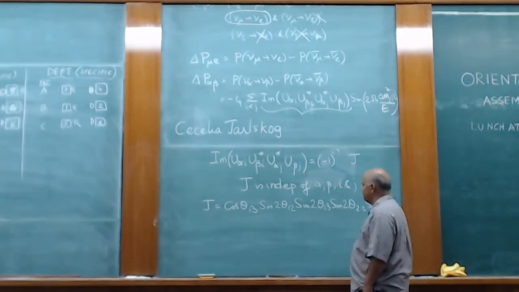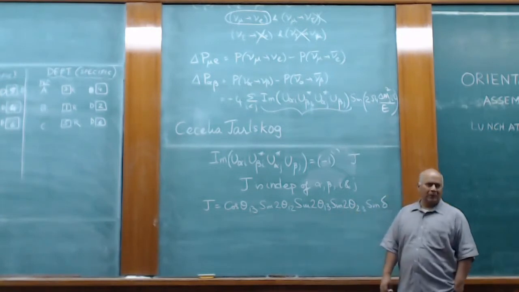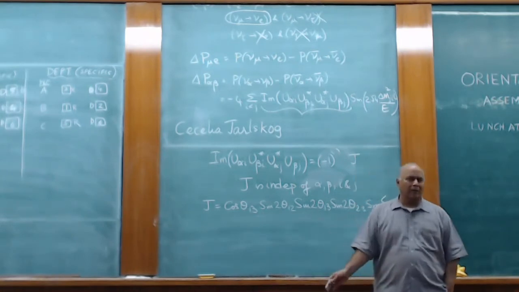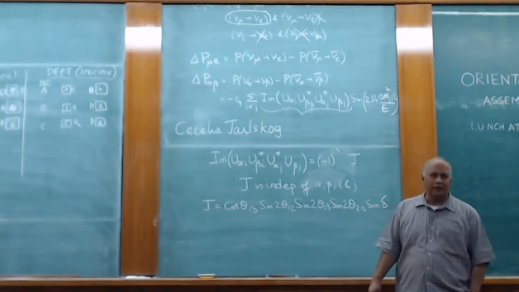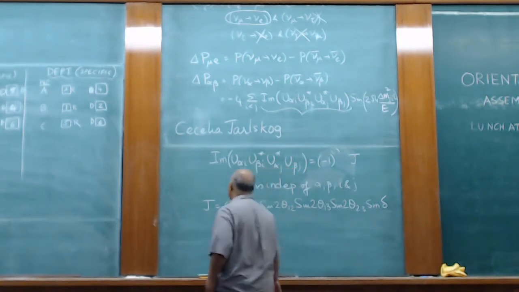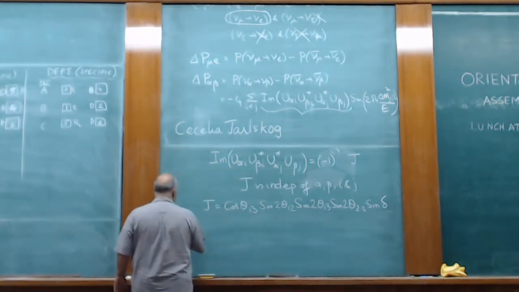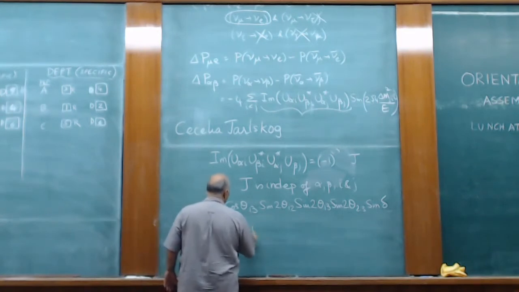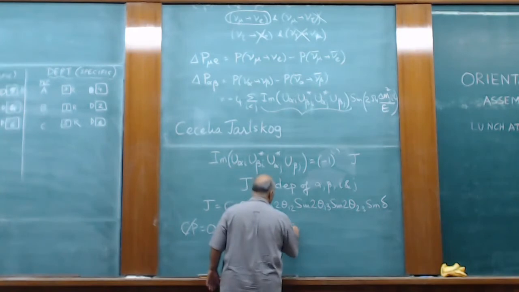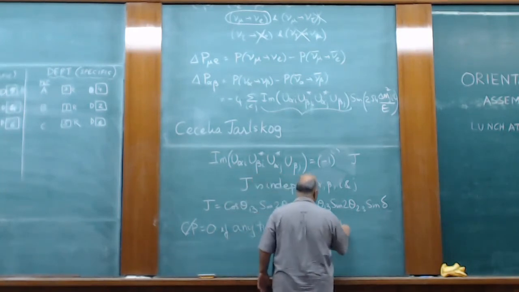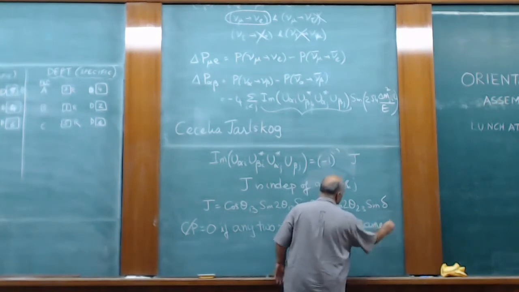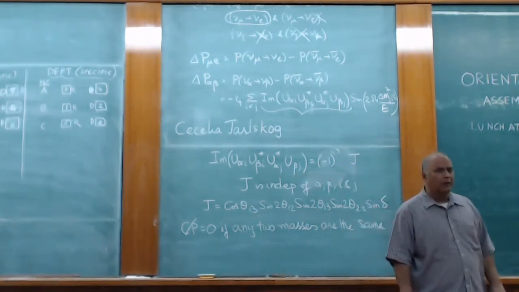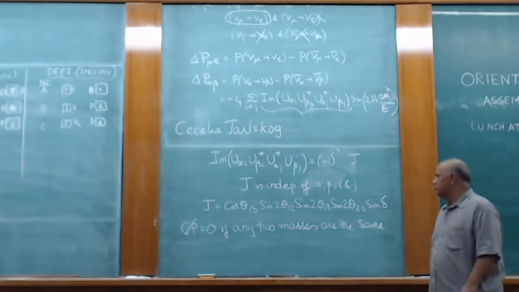So you notice that if delta is 0 or pi, there is no CP violation. And if any of the mixing angles are 0 or pi by 2, then also there is no CP violation. And there is a further part of this theorem which shows that CP violation is 0 if any 2 masses are the same. This is true actually both in the quark sector as well as in the neutrino sector.